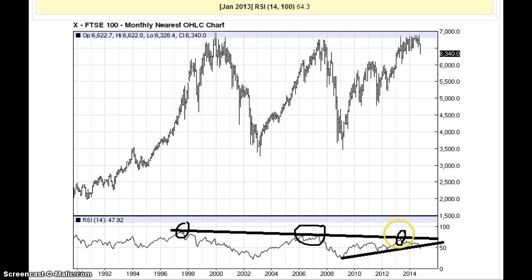There is also another line that's drawn up, which is this support line that came from the lows of 2009. It was validated on a couple of occasions in this area, but it's only now that the support line is being broken to the downside.